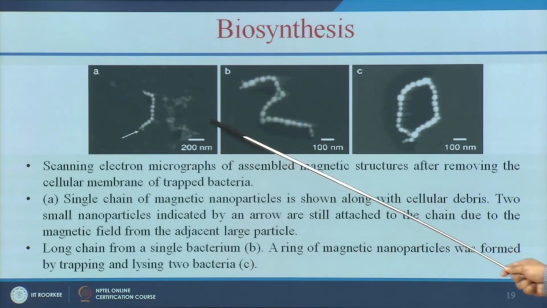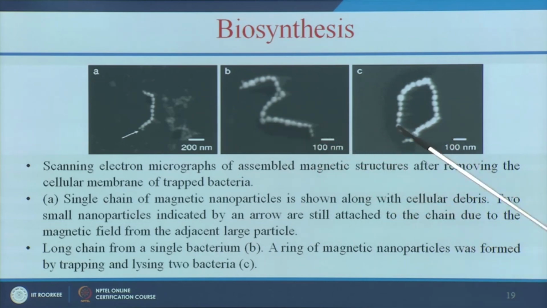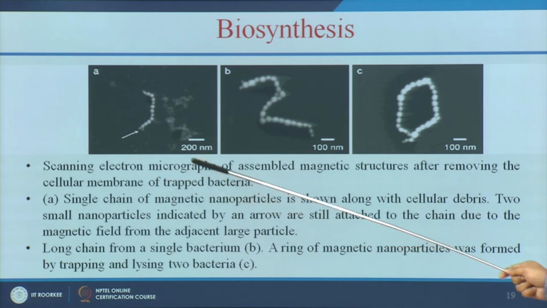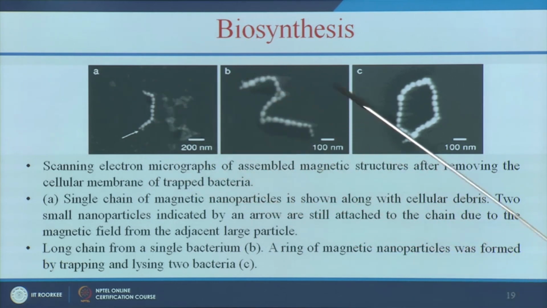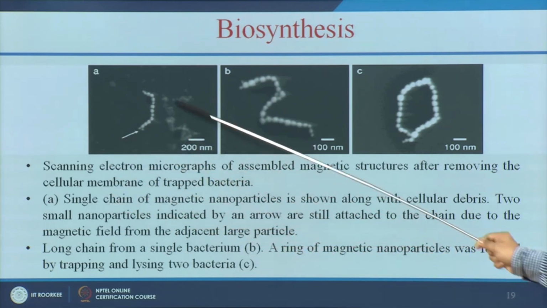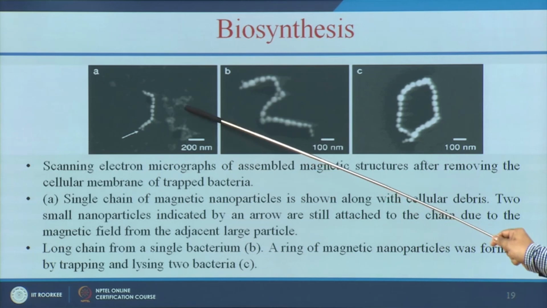So this is a scanning electron microscope picture of magnetic structures assembled after removing the cell membrane of the trapped bacteria. They assembled this bacteria in such a way like a chain structure or like a ring structure. Once the bacteria is assembled, they added the lysis solution. So this lysis solution will degrade the cell membrane and leave the magnetic nanoparticles intact. In figure A you can see a single chain of magnetic nanoparticles along with the cellular debris. These are the lysed cell membrane debris.